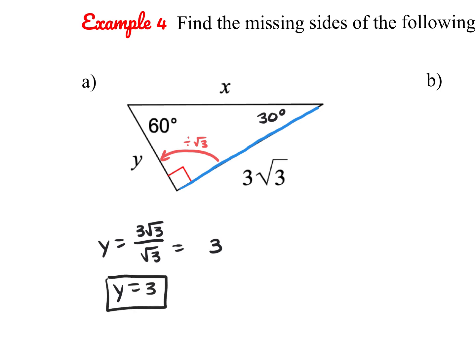And then once I know that this value is 3, I know that going from short leg to hypotenuse, we multiply by 2. We just double the value, so that means that x is 6. So there you go.